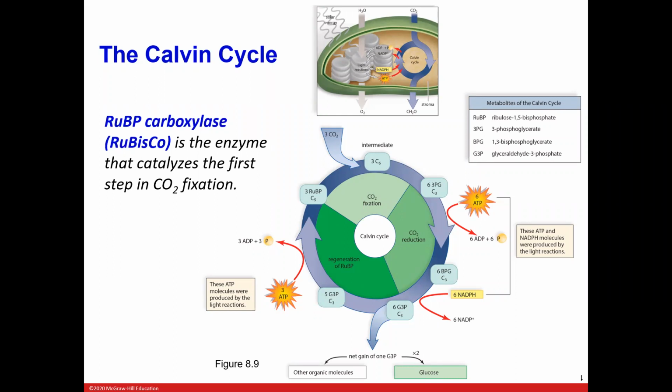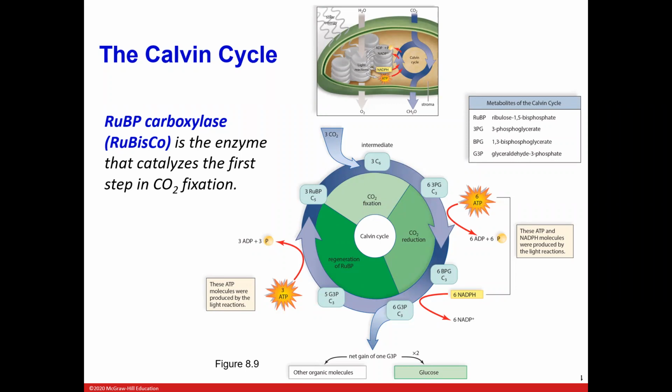Oh yeah, and here, I forgot to mention this, there's RUBP carboxylase. It's also known as Rubisco. It's the enzyme that catalyzes the first step in this CO2 fixation, okay? So it's helping this catalytic reaction between the ribulose 1,5-bisphosphate and the CO2, okay?